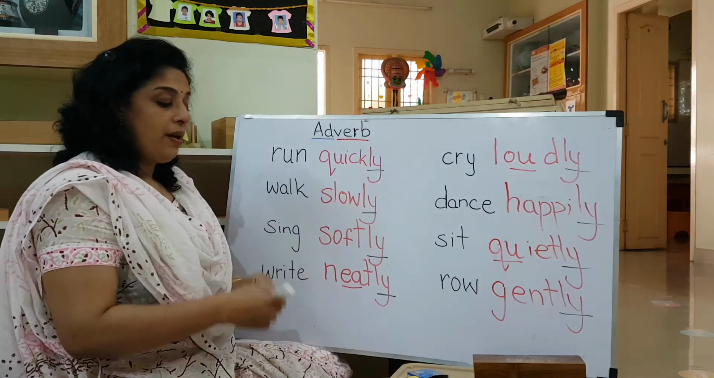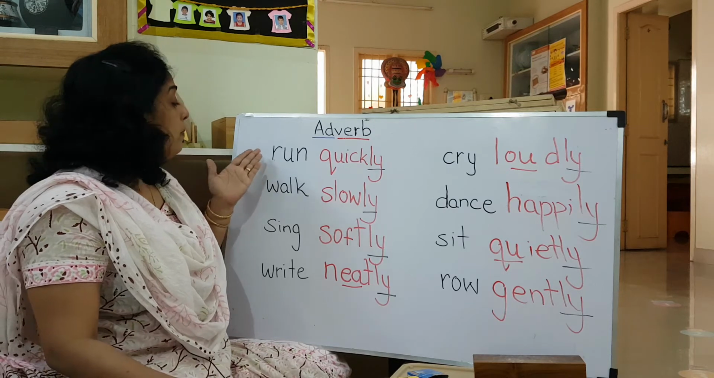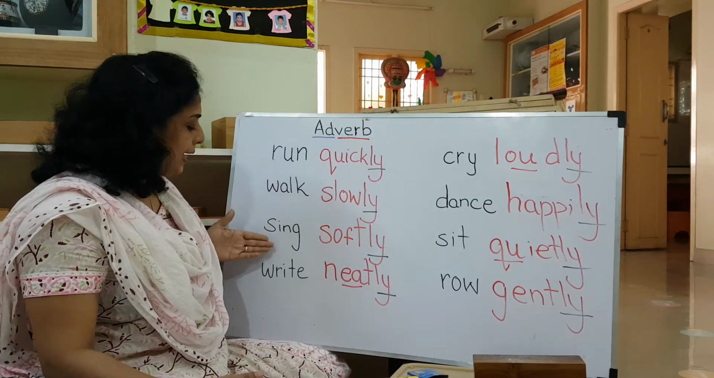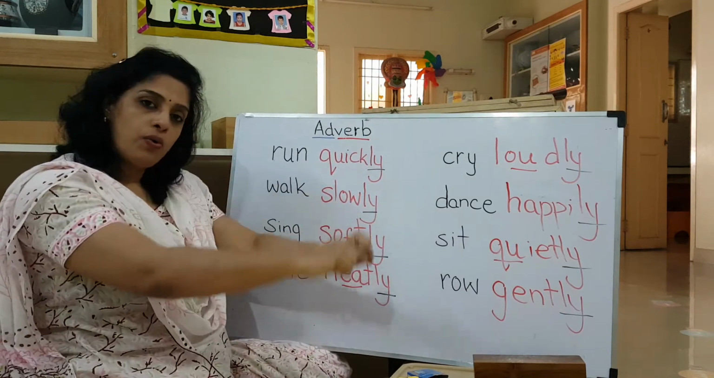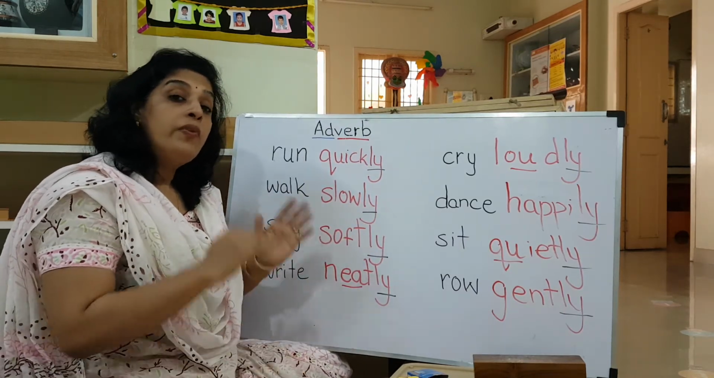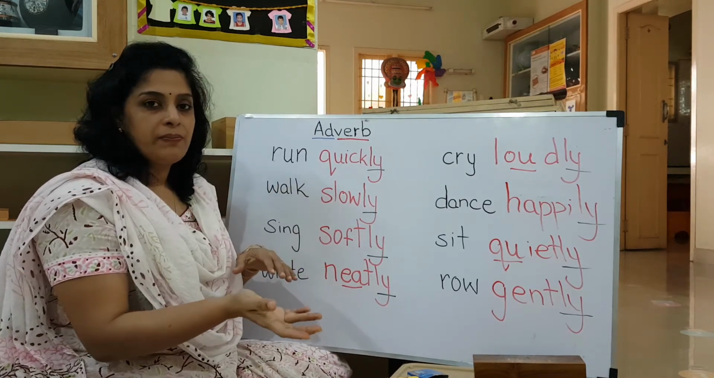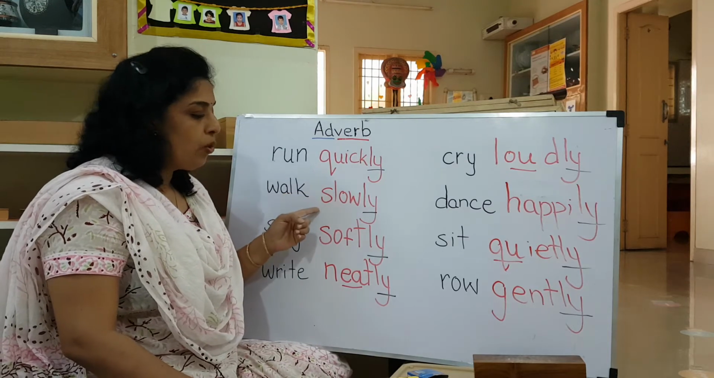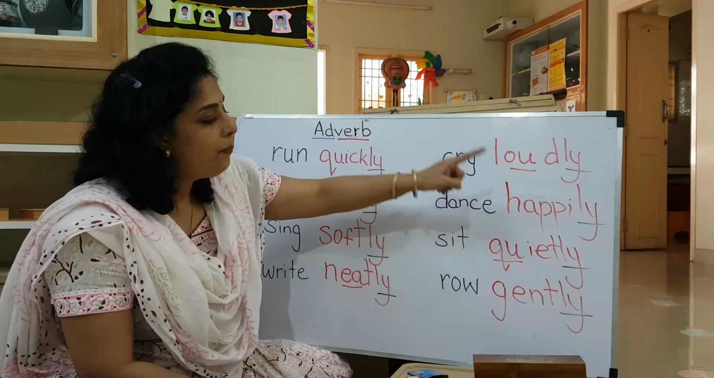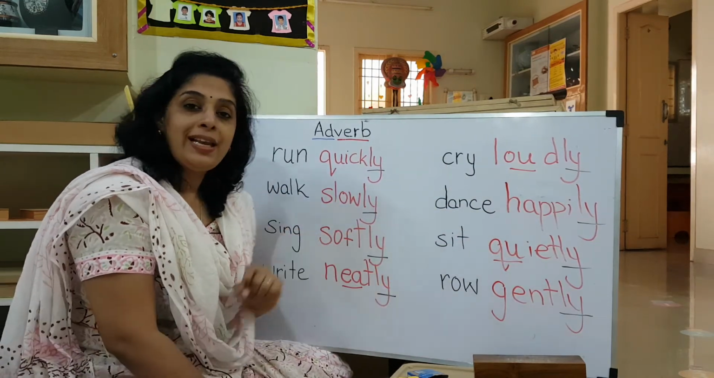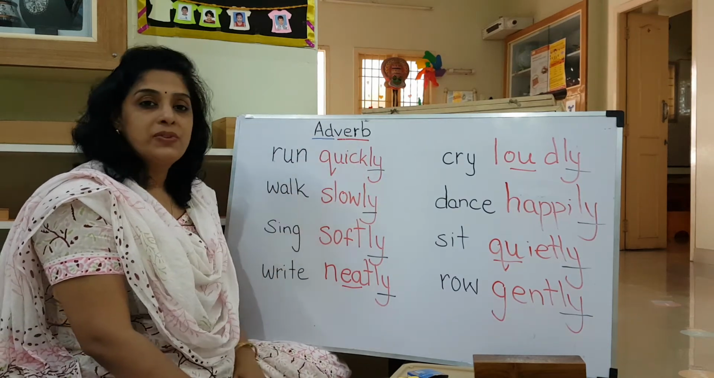Now, the verbs that we had seen, the action words, are run, walk, sing, write, cry, dance, sit and row. And the words which tell how the verbs were done, how the action was done: quickly, slowly, softly, neatly, loudly, happily, quietly, gently, merrily. Okay, all those are called adverbs.